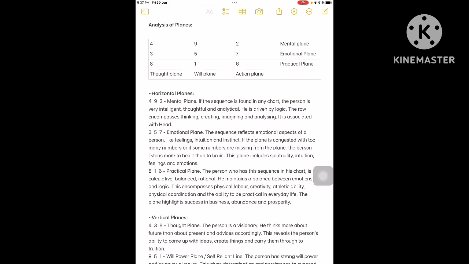This plane includes spirituality, intuition, feelings and emotions. Okay, so the coordination between mental plane and the emotional plane is very essential. Mental plane shows the head and emotional plane shows the spirituality. It's logical and it's emotional.